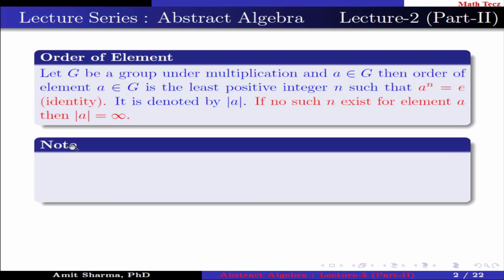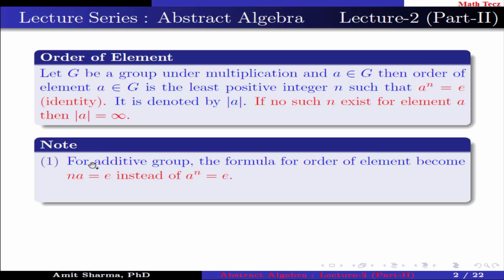Next, note number 1: for an additive group, the formula for order of element becomes na equal to identity, instead of a to the power n equal to identity. Number 2: the order of the identity element is always 1, that is, order of e is 1.